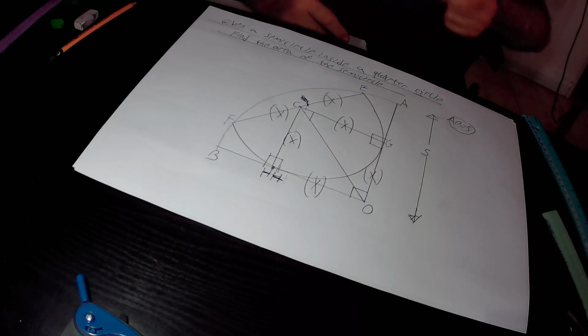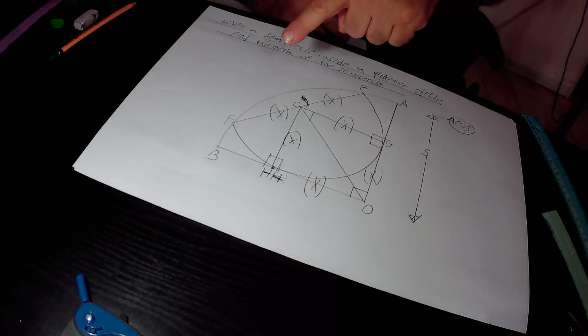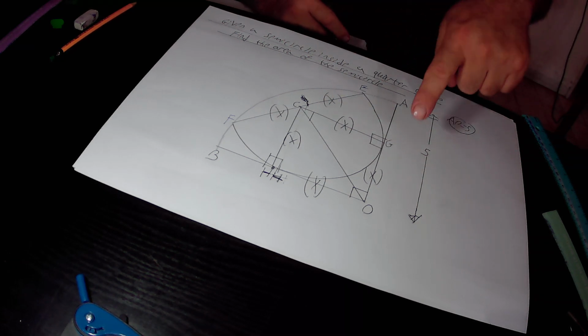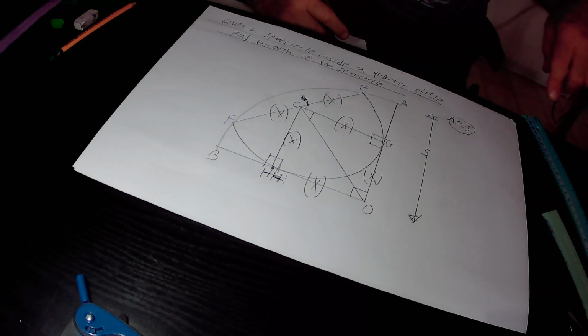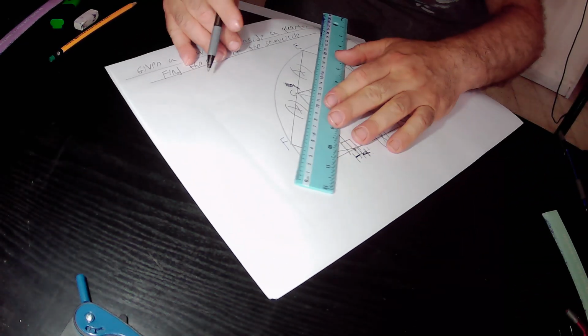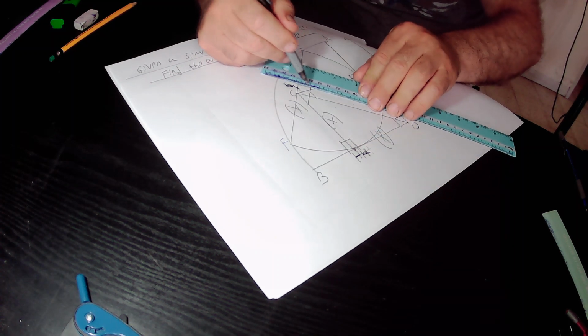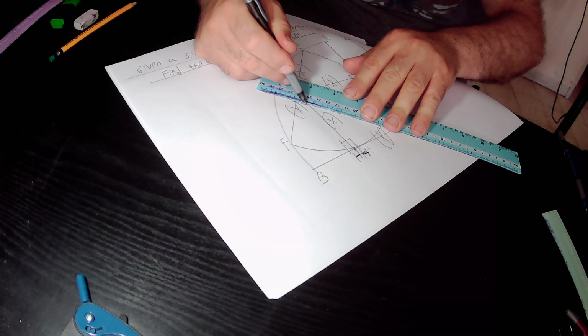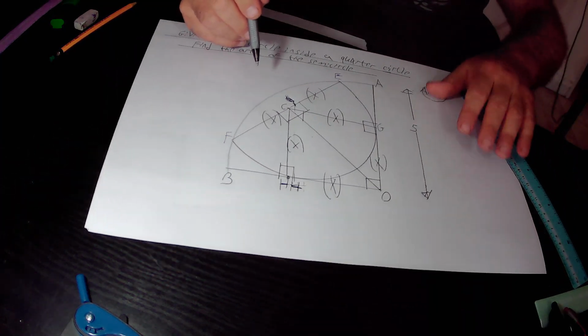So according to rule 7, because line segment OC bisects chord FE, line segment OC will also be perpendicular to FE. If OC is perpendicular to FE, it means that this angle equals 90 degrees, and this angle also equals 90 degrees according to rule 7. Okay?